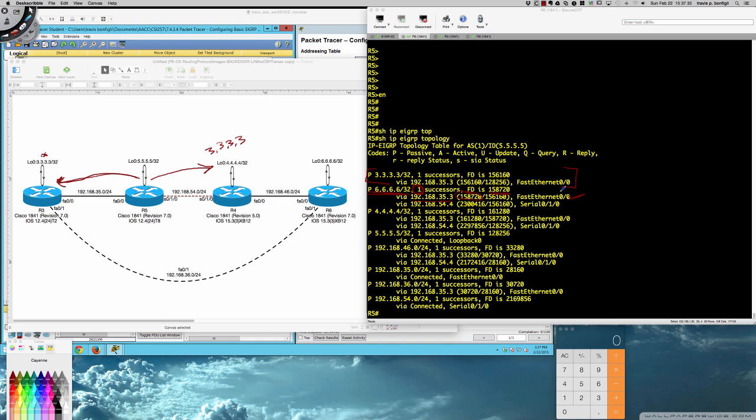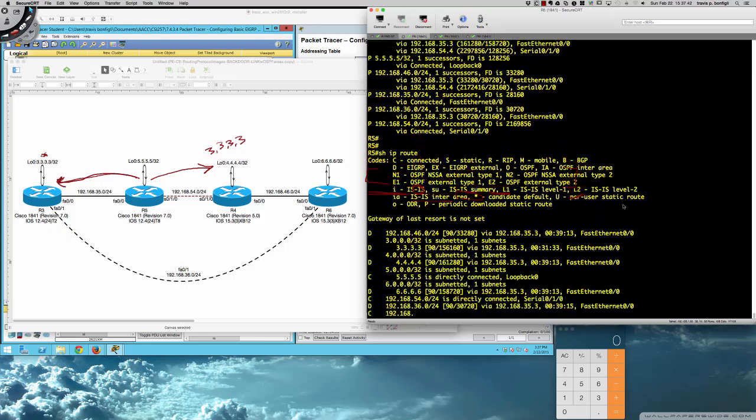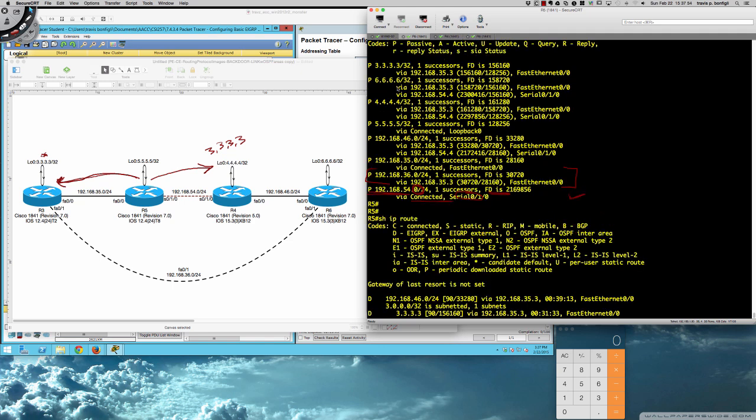So if I were to say, let me click in here, show ip route and hit enter, when we see 6.6.6.6, you'll notice there's only a single entry here. And it's the entry that we see right here via 192.168.35.5 out FastEthernet 0.